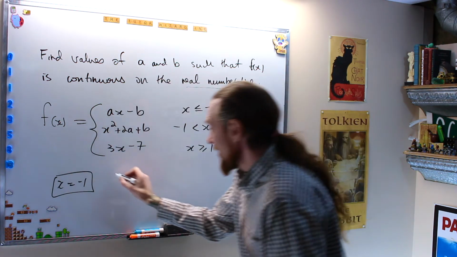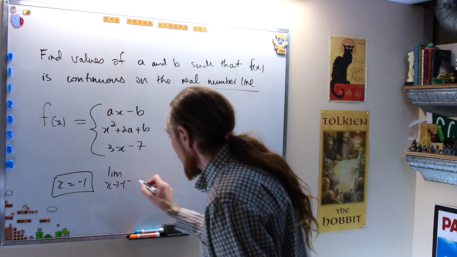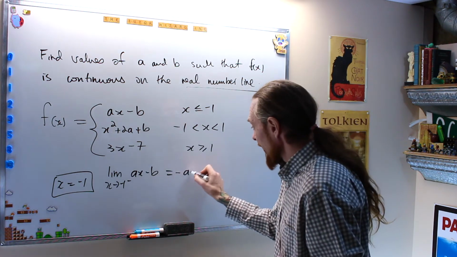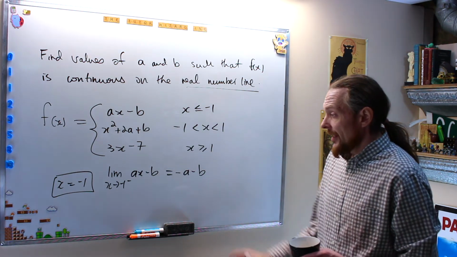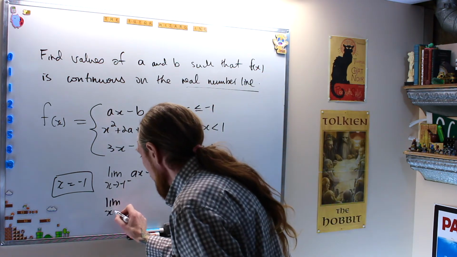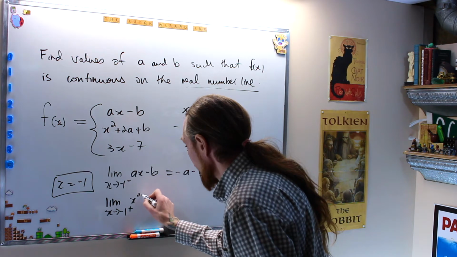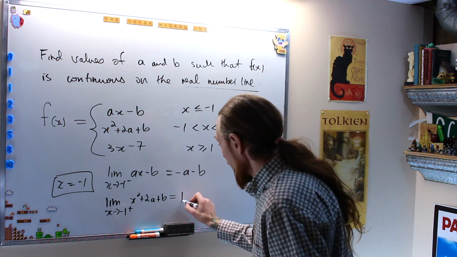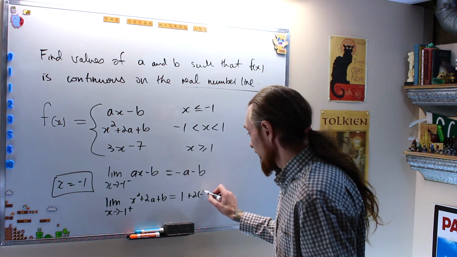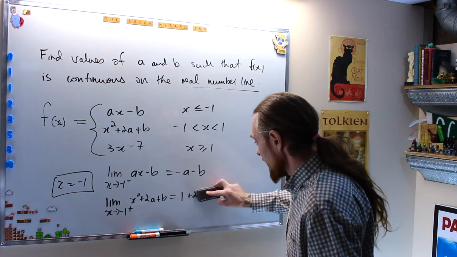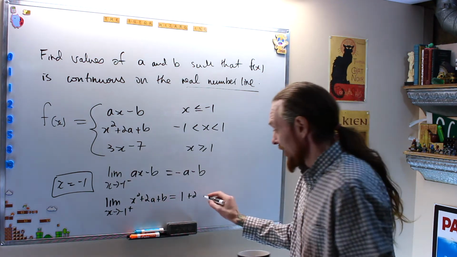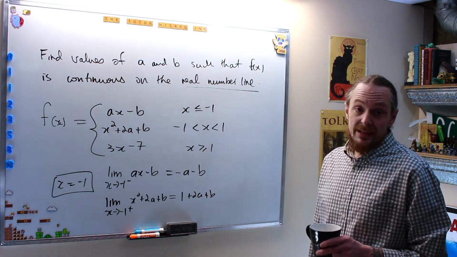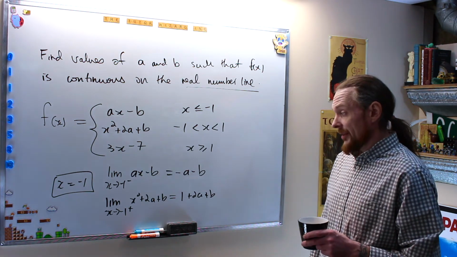we have the left-hand limit is the limit as x approaches -1 from below of f of x is ax minus b, which is going to equal -a minus b. And then the limit as x approaches -1 from above of x squared plus 2a plus b is going to equal 1 plus 2a plus b. The 1 only goes, x is going to -1, not a. Now I want to set those two things equal to each other so that the limit will exist and that the left-hand limit will equal the right-hand limit.